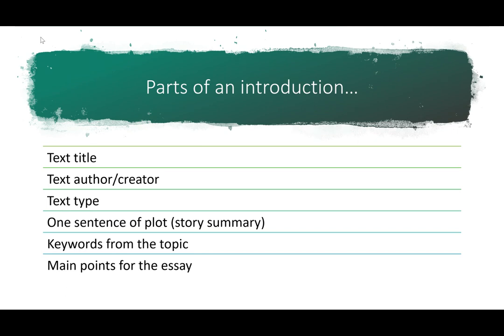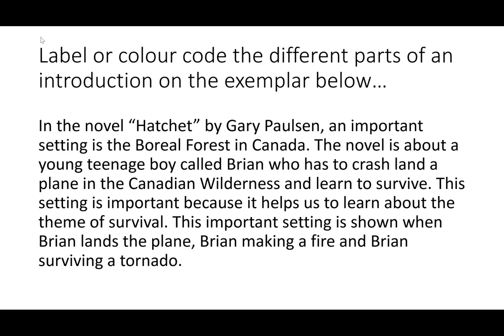Okay, so next step, parts of an introduction. Here we go. So what you're going to do is label or color code the different parts of the introduction on the exemplar below. So what you might want to do is pause and copy if you haven't got a copy of this in front of you. And I'll be reading it through to you as well. So make sure you pause this, copy it down, and then we'll do the labeling, or you can do the labeling. So this is about a novel called Hatchet.